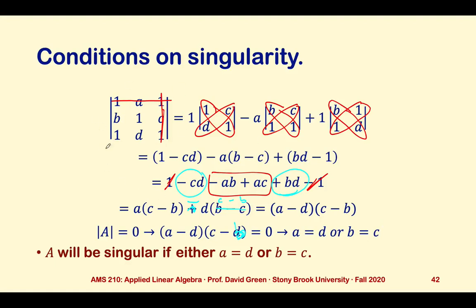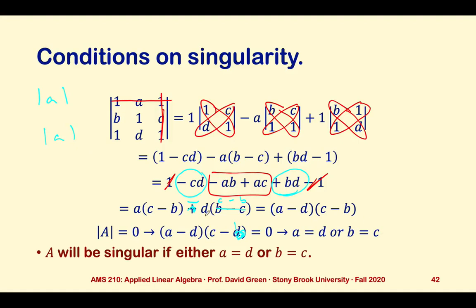If we think back against what this matrix is, that makes sense. If a equals d, then we will have a row 1, a, 1 and a row 1, a, 1 for the first and third rows. Identical rows give us singularity.